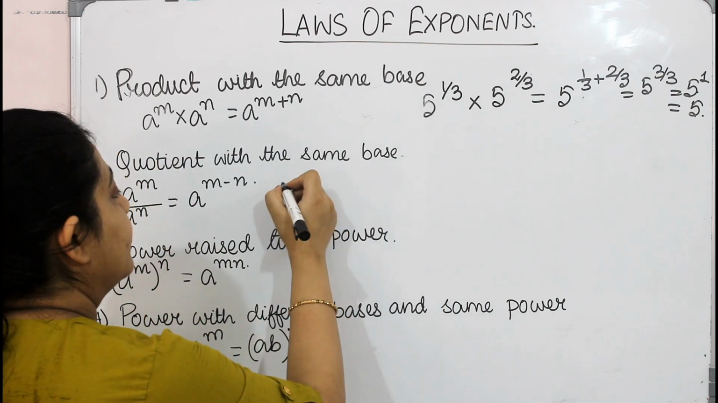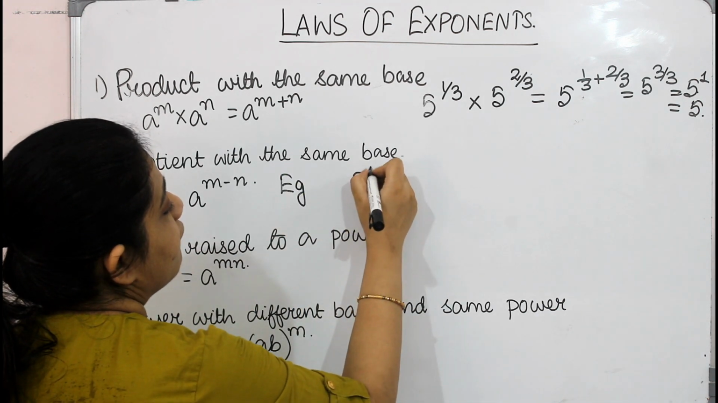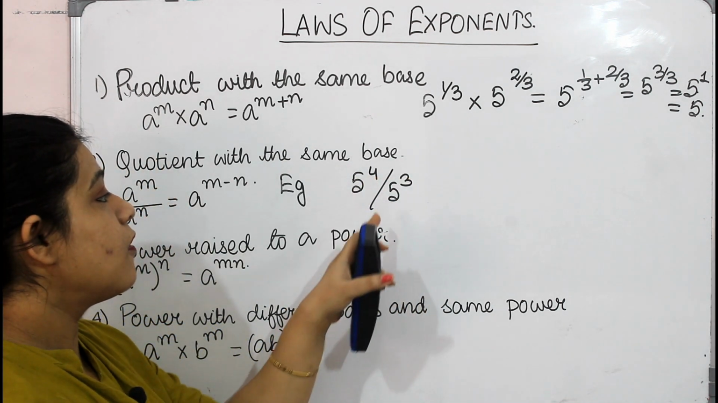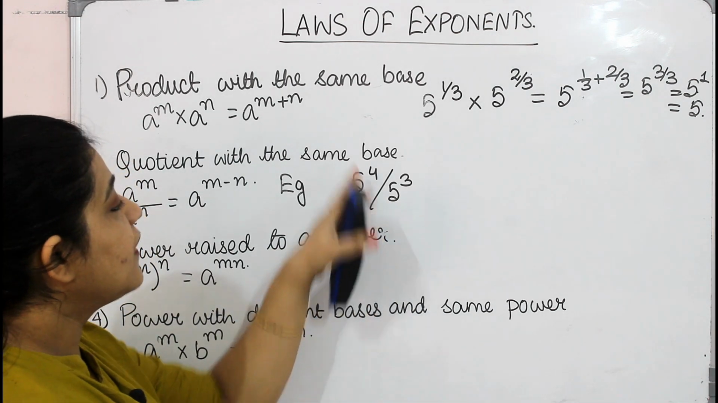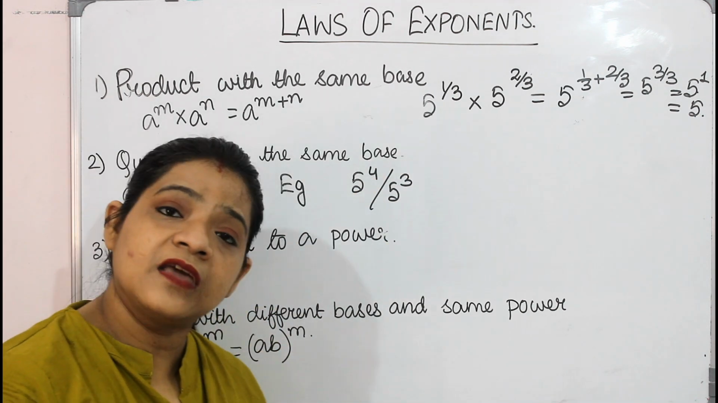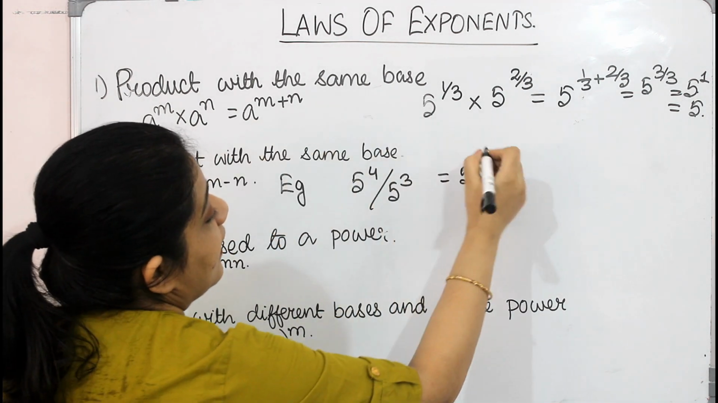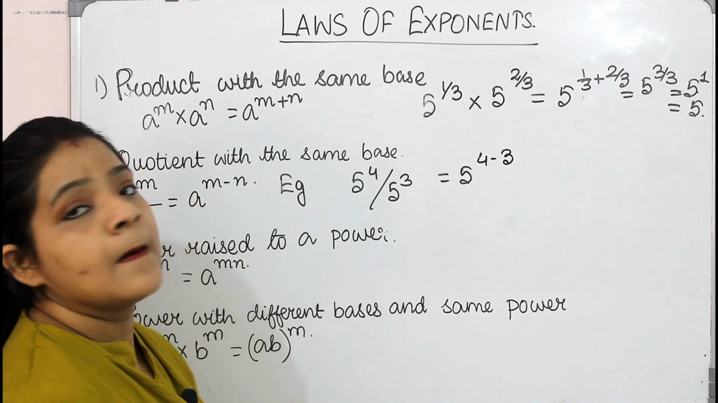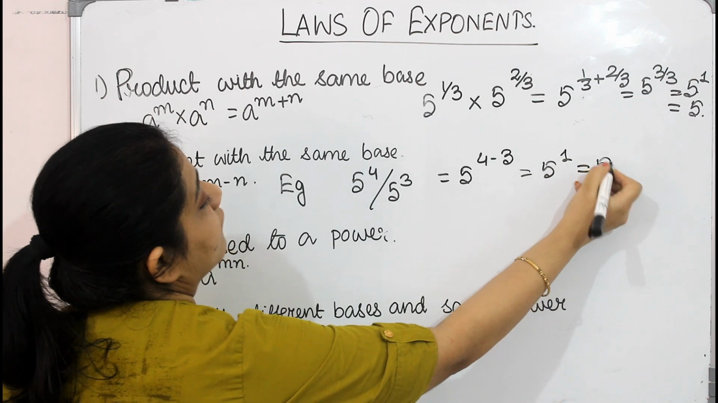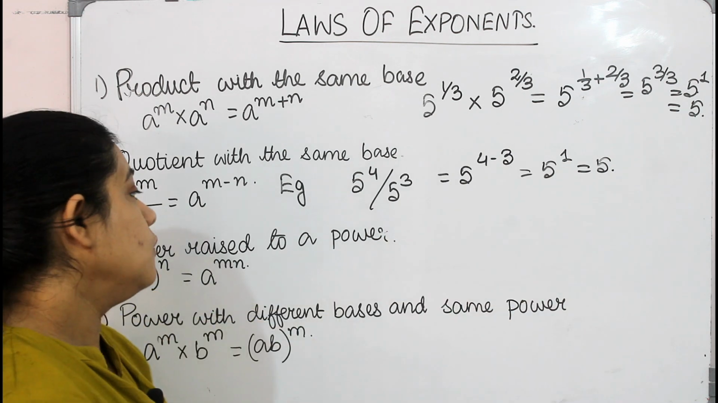For example, let me consider 5 to the power of 4 divided by 5 to the power of 3. Base same, powers different, and you are getting a division. Under this case, what will you do? You will simply write 5 as it is and subtract the powers. That is 5 to the power of 4 minus 3, which is 5 to the power of 1, equal to 5.